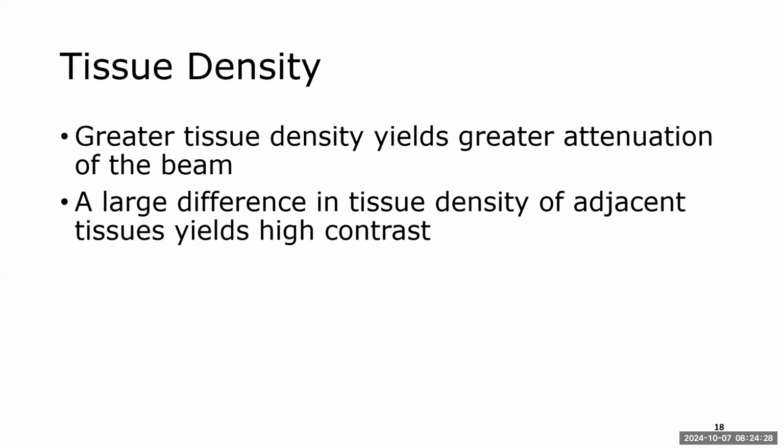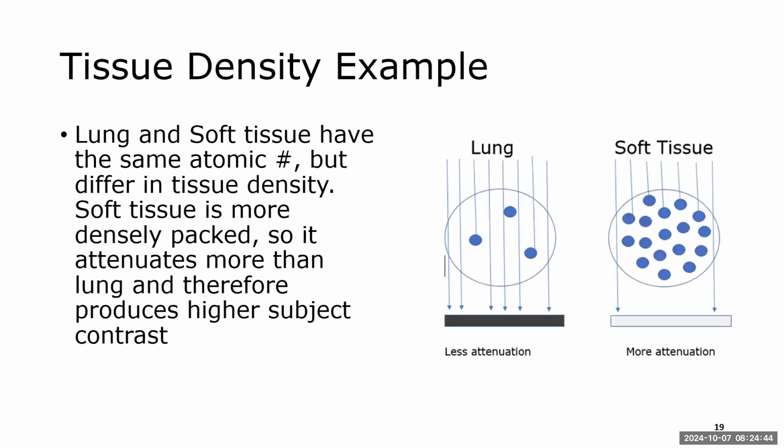So we say that a large difference in tissue density of adjacent tissues yields high contrast. Again, when there's a great difference in the atomic number, that yields high subject contrast. When there's a great difference in tissue density of adjacent tissues, that also yields high contrast. And here is an example of tissue density.